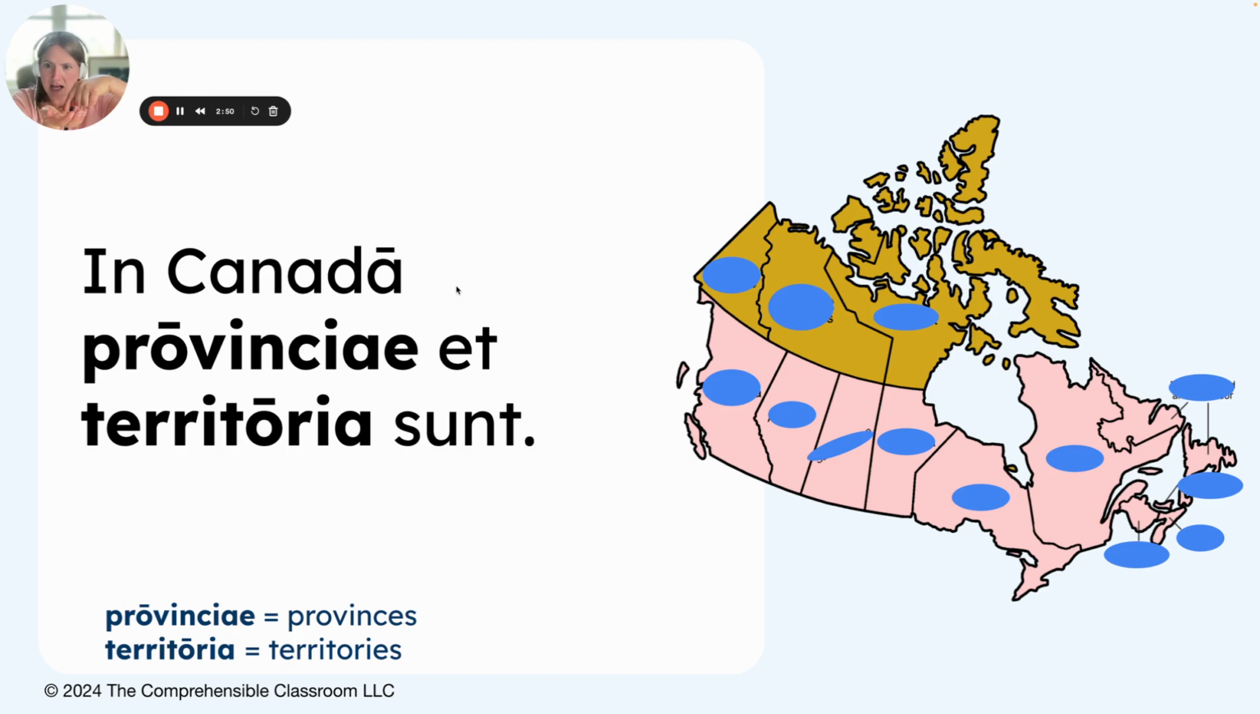In Canada provinciae et territoria sunt. Now remember, in Latin, the verbs usually go at the end of the sentence, so the word order gets a little different than in English. So this would be, in Canada are provinces and territories. In Canada provinciae et territoria sunt.